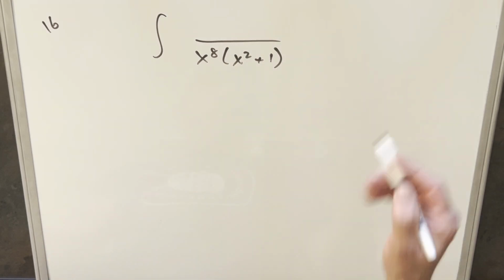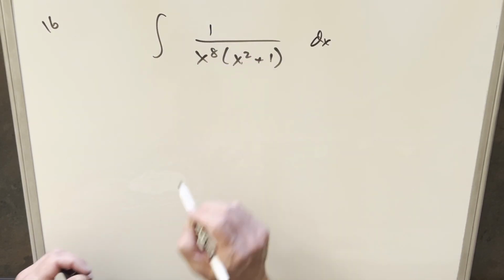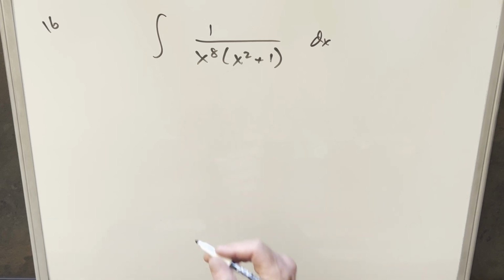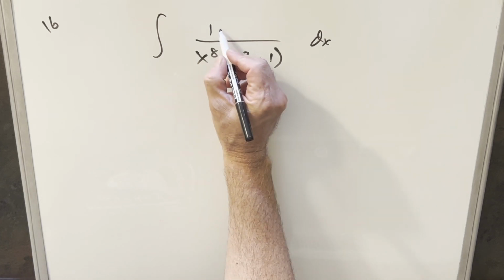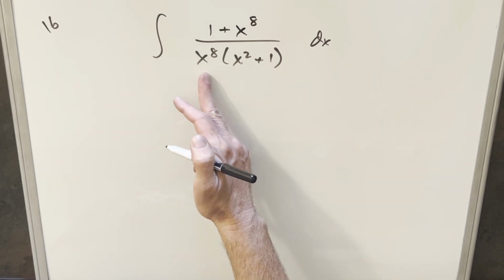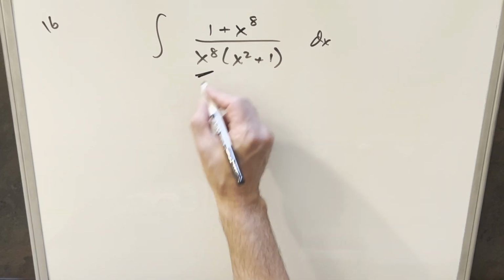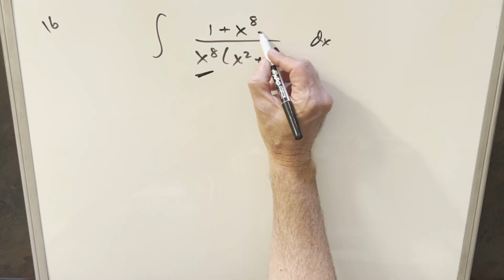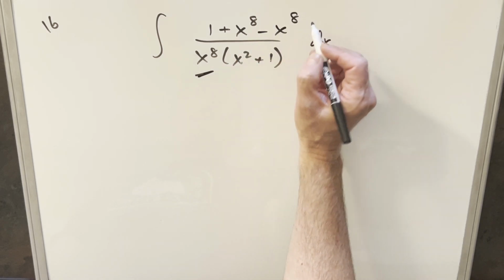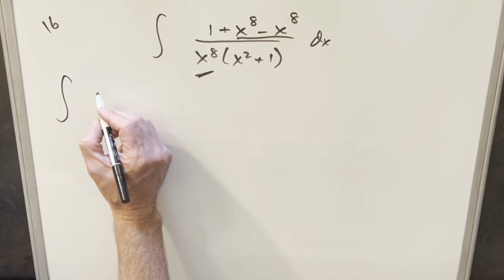I'm just going to move the dx out of the way, and we'll think of this as a 1 here in the numerator. And what I want to do is find some way to get some cancellation. What I can do, if I add x to the 8th into the numerator, then when I split this up into two integrals, we know we're going to get cancellation with this. But of course I don't want to change it, so I'm going to subtract off that x to the 8th. So then here we're just adding 0. So then we'll go ahead and split this up.